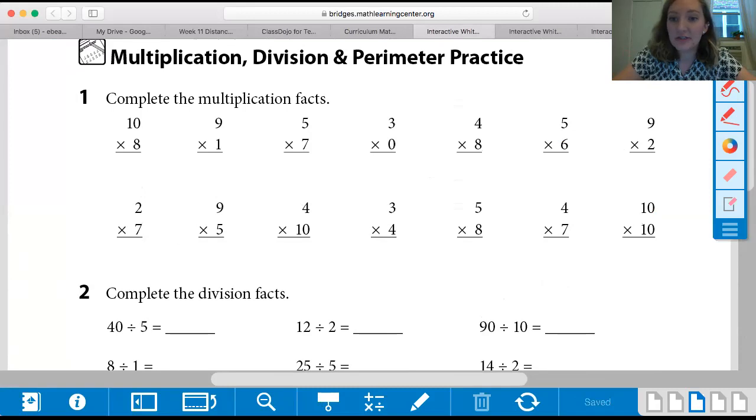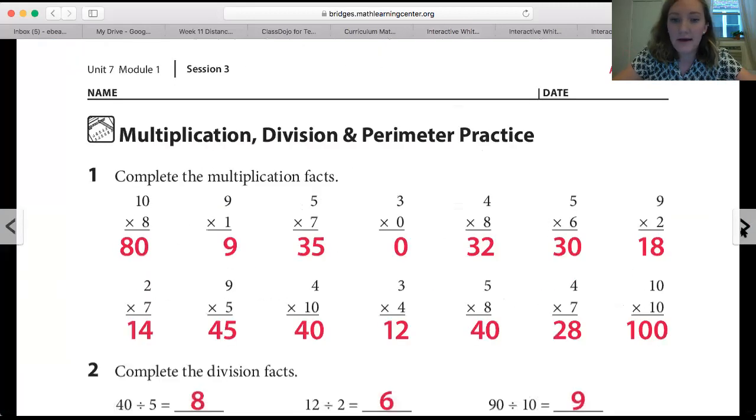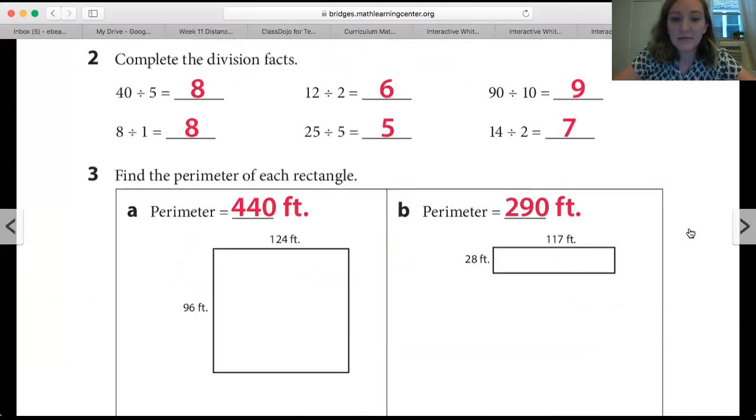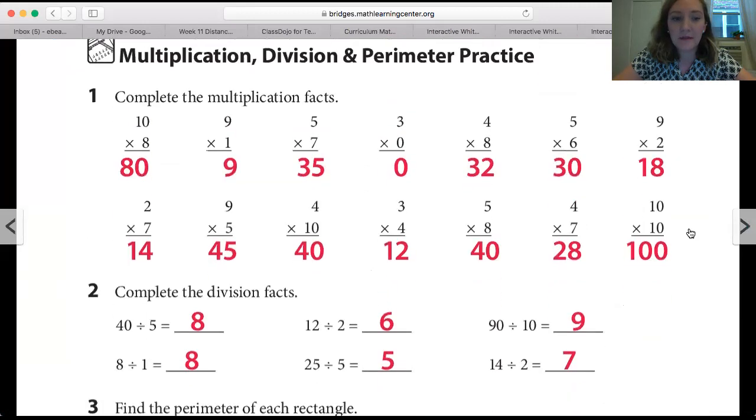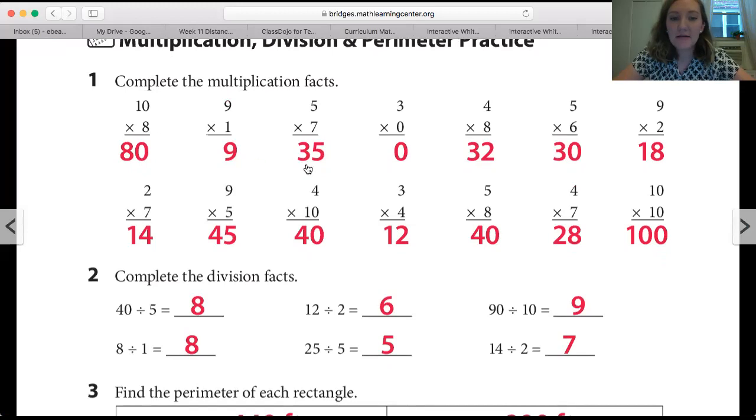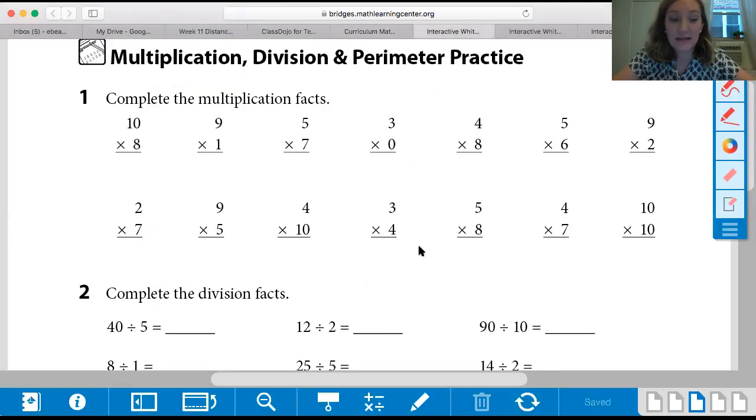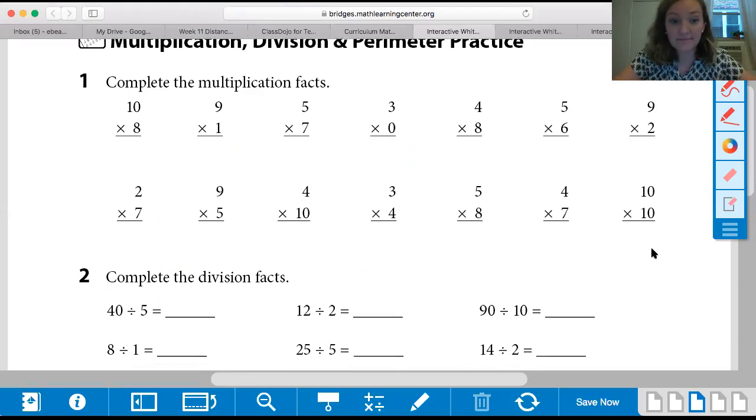Okay, you should have finished those. I will show you what your answers should be. This is page 226. It should be 80, 9, 35, 0, 32, 30, 18, 14, 45, 40, 12, 40, 28, and 100. Okay, if you made some mistakes and you need to erase and fix your mistakes, just go ahead, right? Remember, 10 times 10 is 100 because if you add a 0 to 10, you get 100.